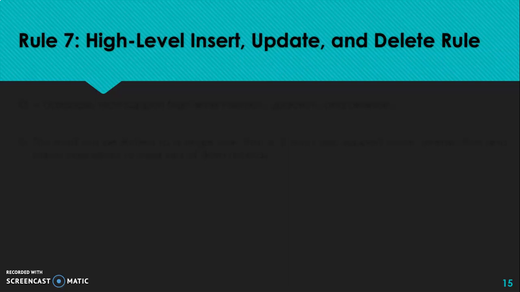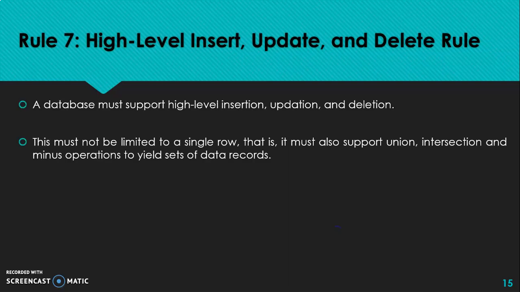Next we have rule number 7, that is the high level insert, update and delete rule. A database must support a high level of insertion, updation and deletion. So this must not be limited to a single row. It can also support union, intersection and minus operation to yield the set of data records. So not just a simple insert, update and delete, but also the complex version supporting union, intersection and minus operation should be allowed.